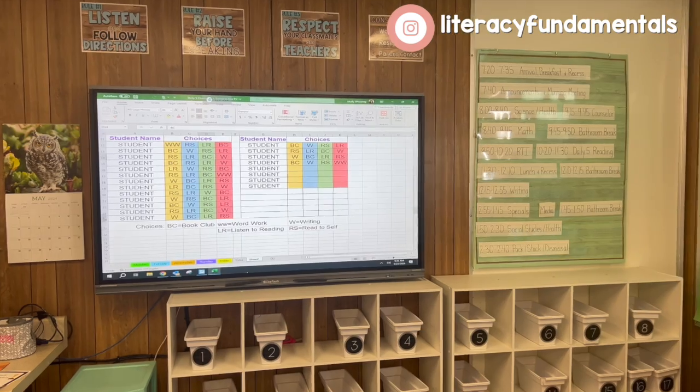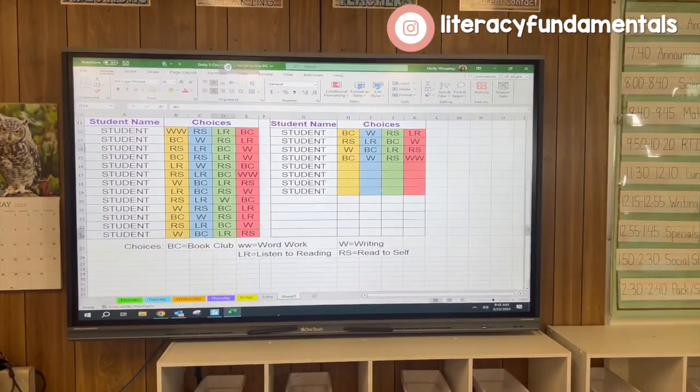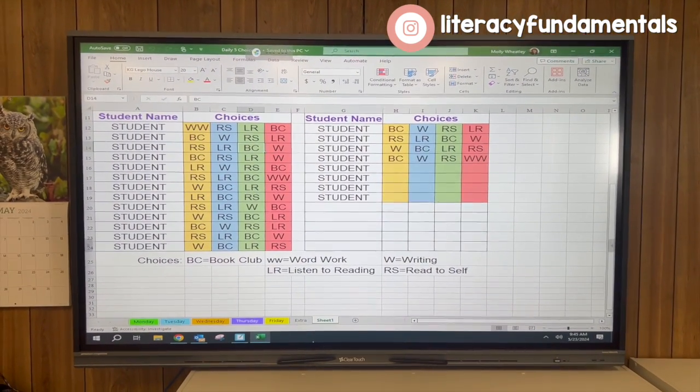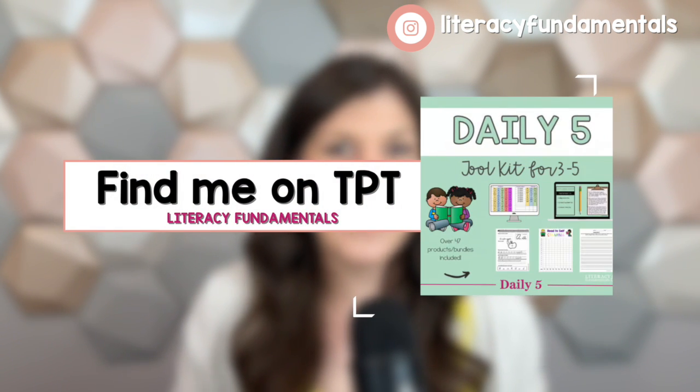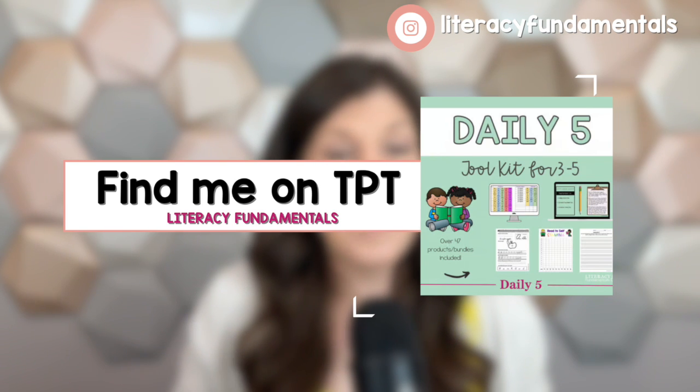Well, it's up on the smart board, the Daily 5 choice board, and that's available inside of my TPT store. And both of the Daily 5 toolkits, I have one for kindergarten, first, and second grade, and then one for third, fourth, and fifth grade, and you get that chart inside of that big toolkit. So everything I've talked about today that I've made myself, it's inside of those toolkits. So my students will know, okay, it's my time for book club. I'm going to head back to her table, and then they come sit with me.